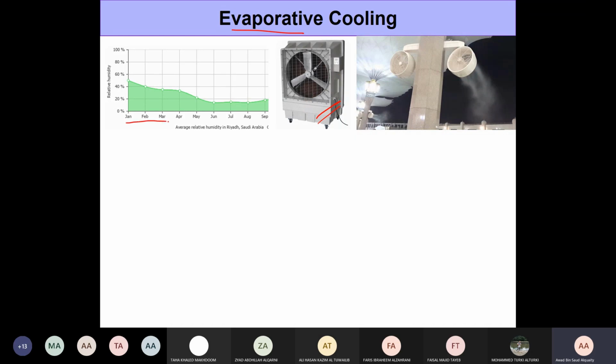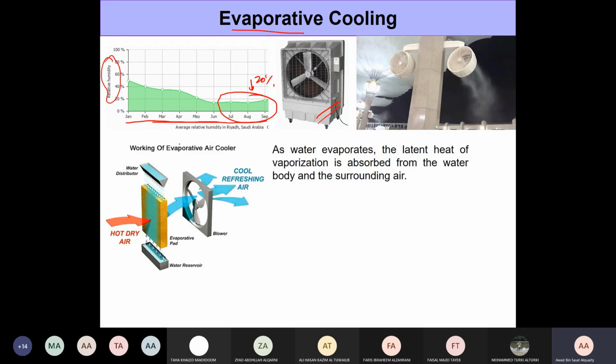So this plot right here shows you the relative humidity over the duration of a year for Riyadh, and in the summer, which is basically these ones right here, the relative humidity is pretty small. Okay, it's less than 20%. So let's have a look at how this entire process works, right? With the example of the air cooler.